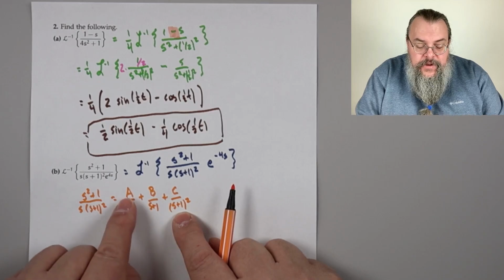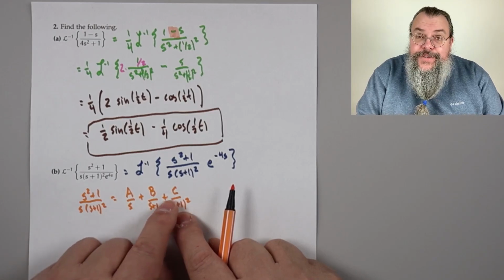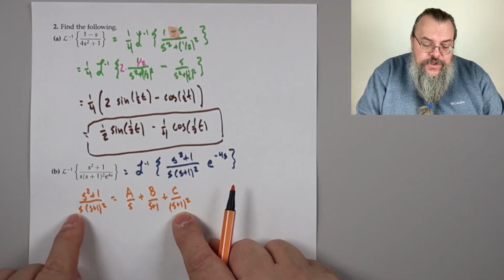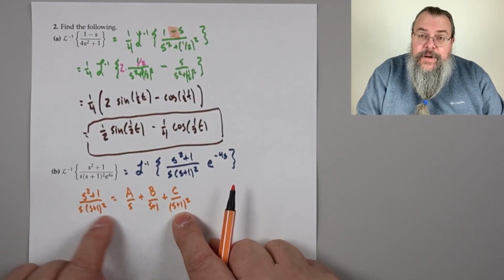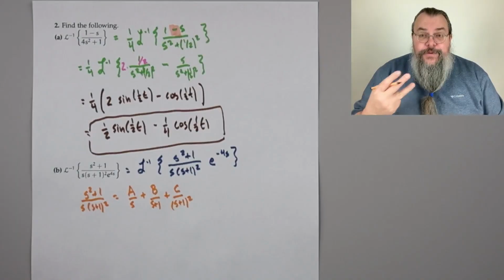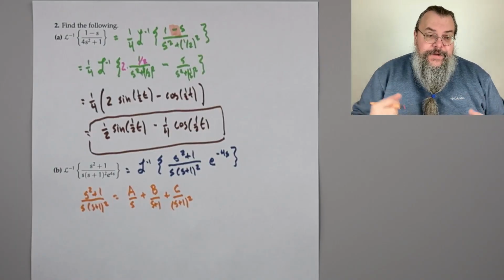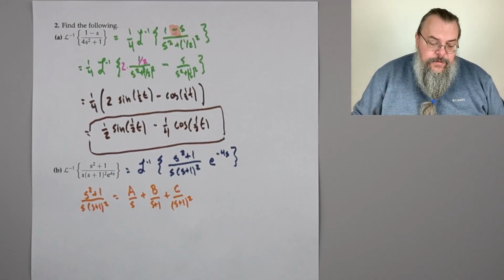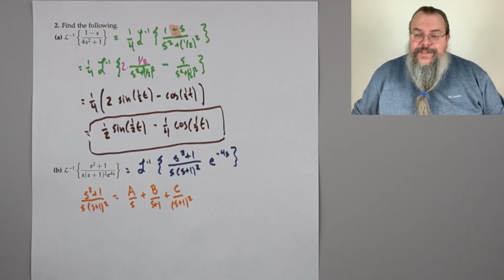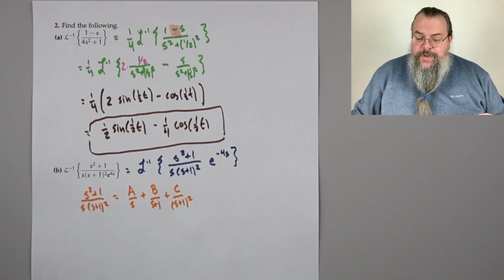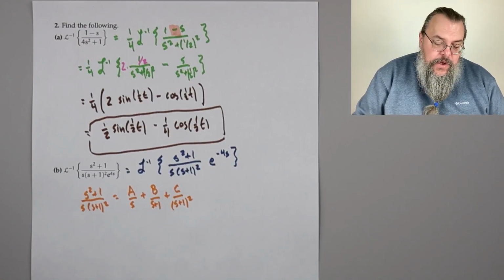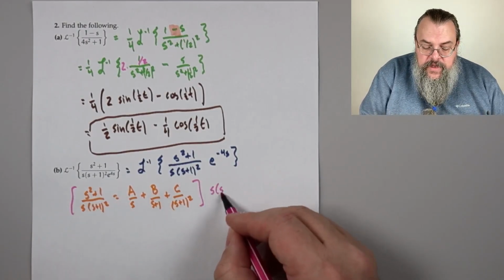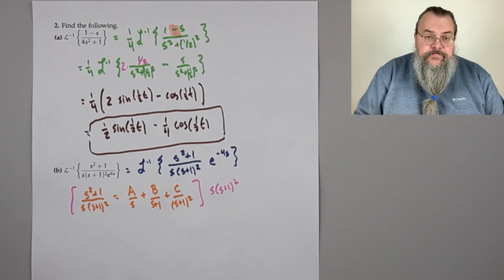Another thing is, notice how many constants should you have upstairs? Well, here we have 3. The number of unknowns should match the degree of the denominator you started with. We started with degree 3, so we should have 3 unknowns. So this is right. After we have our setup, and this is one of the hardest things about partial fractions, is making sure we get our setup right. The next thing is we clear our denominator. So we're going to have s times s plus 1 squared on everything.